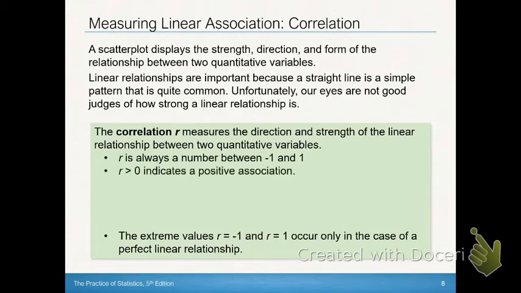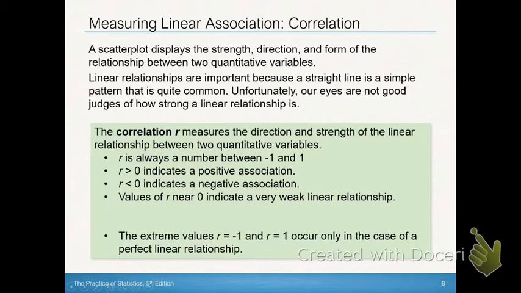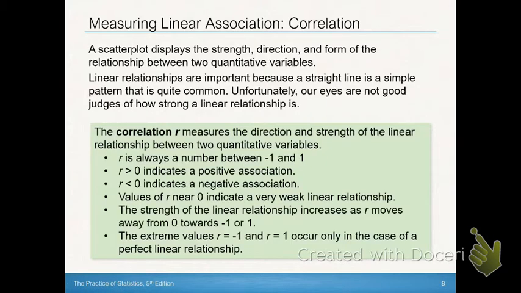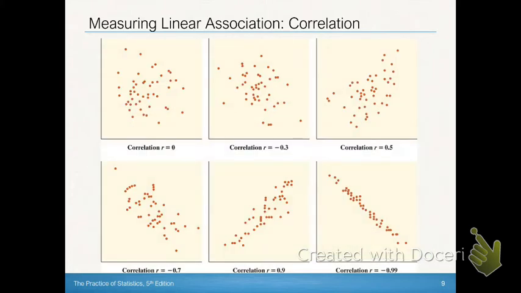Oftentimes it's a decimal. If the R value is positive, that indicates a positive association, which means if you were to draw a line close to the points in your scatter plot, it would have a positive slope. And if the R value was negative, then it would have a negative slope or a negative association. And if the R value is close to 0, we say that it has a weak relationship. And the closer the R values are to 1 or -1, the stronger that relationship is.